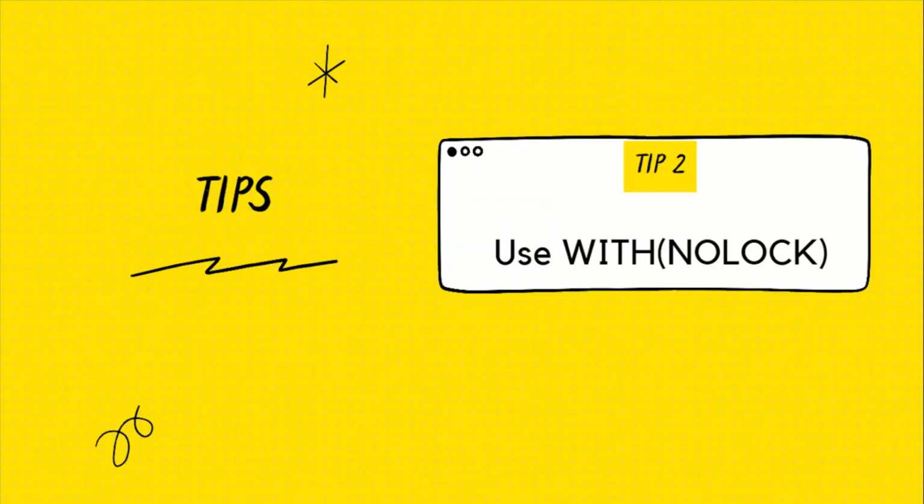The second tip is to use the no lock keyword. Suppose you are on the way and someone is coming from the other side. Now you are waiting until he crosses you to recognize him. That means you are blocked for a few seconds or minutes to recognize him. But if you ignore that person and go ahead, then you save your time.